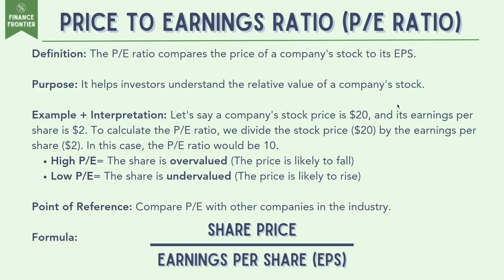But how exactly would you know whether the price to earnings ratio of a company's stock is high or low? Well, you have to take a point of reference, which means you have to compare the PE ratio of that company with other companies in the industry that are currently doing well. A quick formula for the PE ratio is share price upon earnings per share.